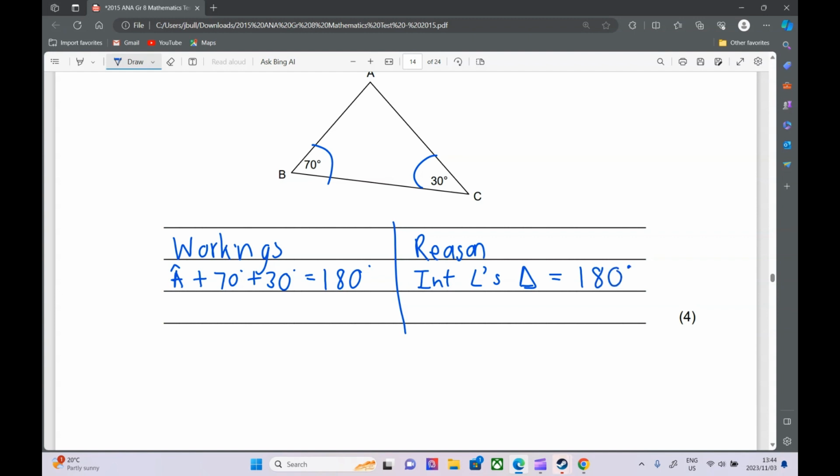Then we're just going to work out what A is. So something plus 100 gives me 180. Okay, if we add those two up, so something, 70 plus 30 is 100, gives me 180. And then we're going to say, okay, well, that has to be 80 then. So A has to be 80 degrees because 80 plus 100 will give me 180. There we go. So we've got our 3 marks there for working and our 1 mark for our reason.